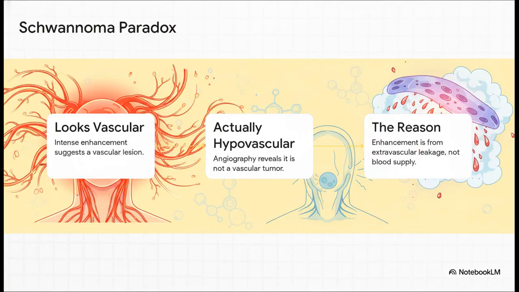Okay, now here's a really common pitfall. You'll see a schwannoma and it's enhancing like crazy, just brilliantly bright. And you're going to think, wow, that's got to be hypervascular, right? Just like a paraganglioma. But it's a total illusion. If you did an angiogram, you'd see it's actually hypovascular. That intense enhancement isn't from a rich blood supply. It's just from leaky vessels that let the contrast seep out into the tissue.